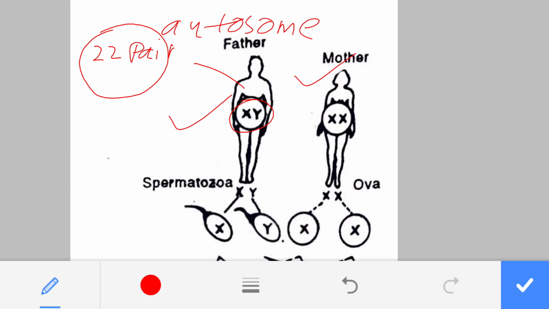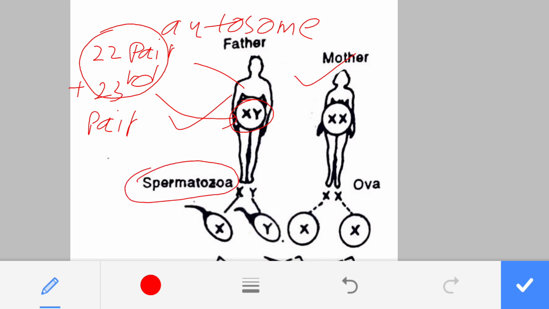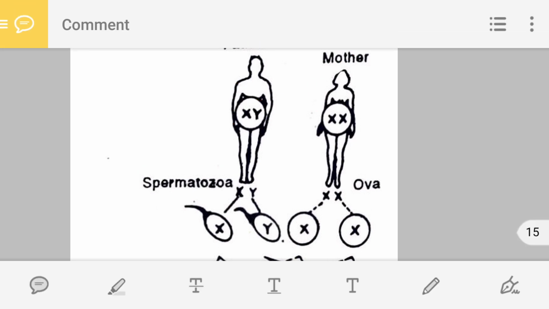The 23rd pair is having XY chromosome. Now when the spermatozoa are produced, all the cells are having 46 chromosomes, and by the time of spermatozoa formation, due to the meiosis process, the sperms are having 22 autosomes plus Y, one sex chromosome.